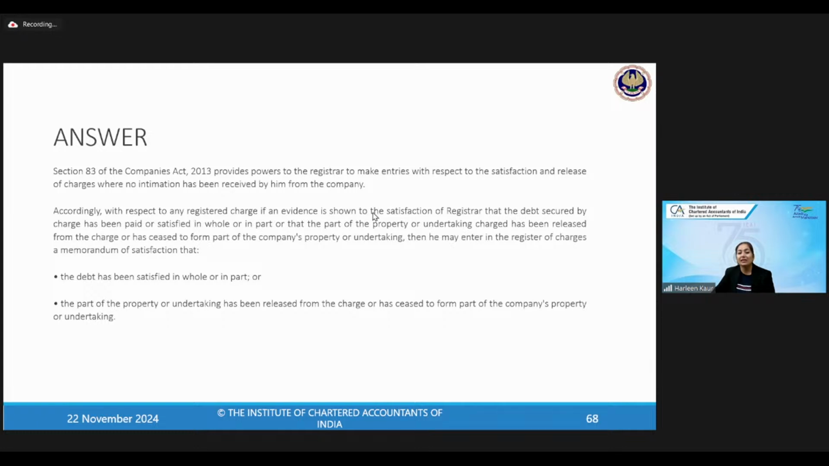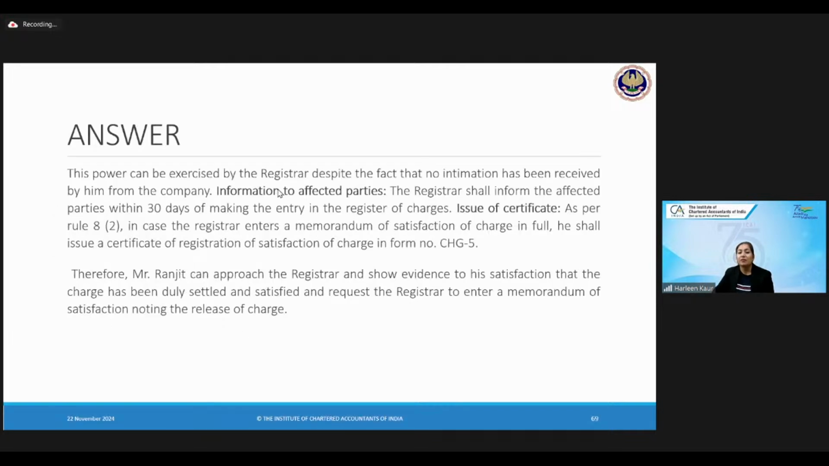Ranjit will go. He will tell them that if evidence has been shown that the charge has been paid off, amount has been paid fully, or the property has been released, then this power can be exercised by the registrar, even if no intimation has been received by the company. Within 30 days, it shall inform that the entry shall be made and CHG 5 will be issued. Any doubts in this question?